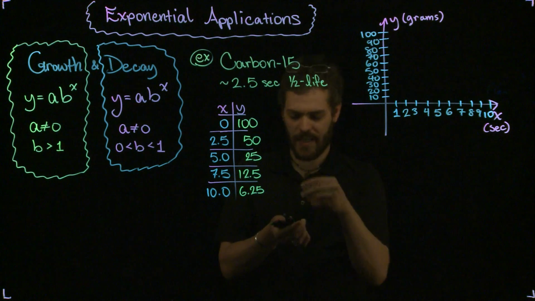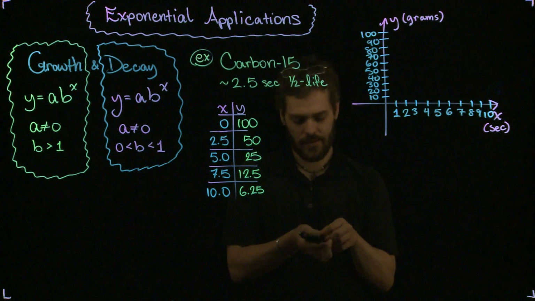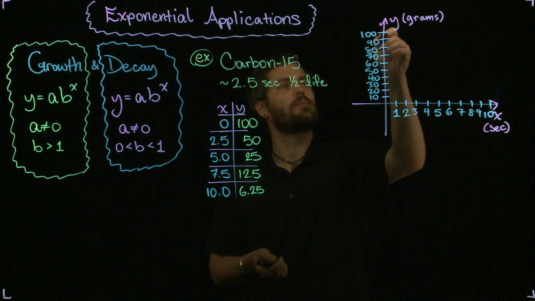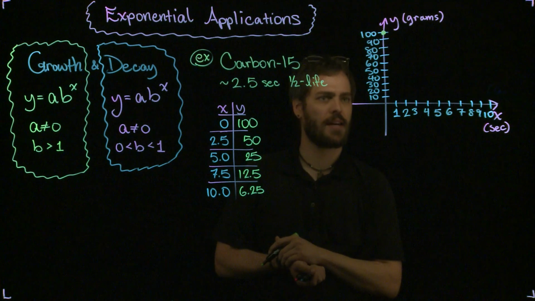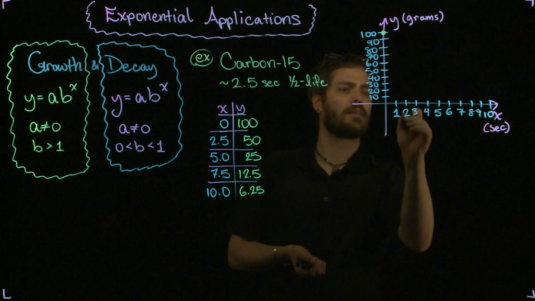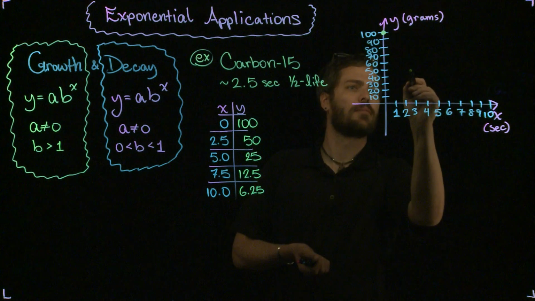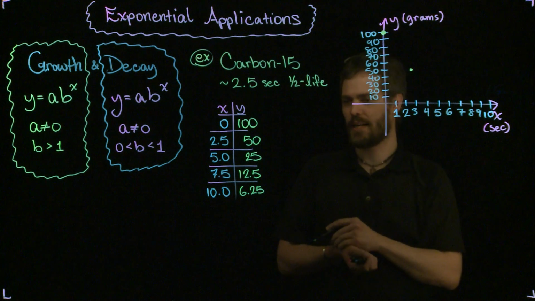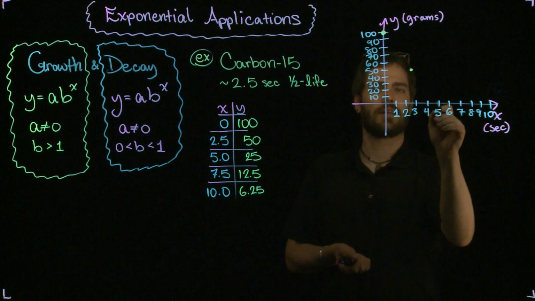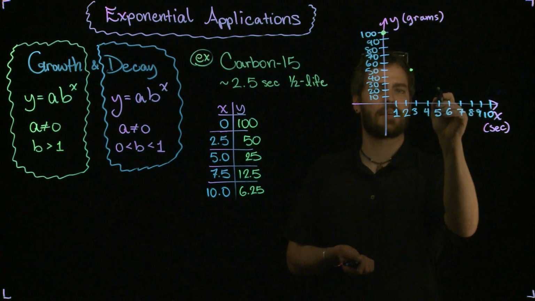So, all right, if x is 0, I want to put the points on the graph. Y is 100. If x is 2.5, y is 50. Okay, so here's 2.5 matched up with 50. It's about right there. If x is 5, so 5 seconds, I've got 25 grams left.